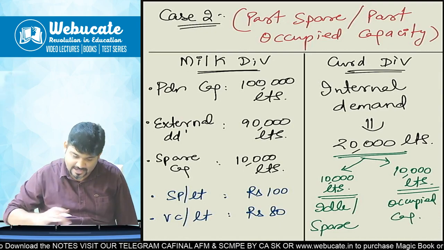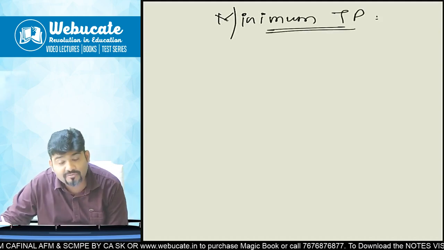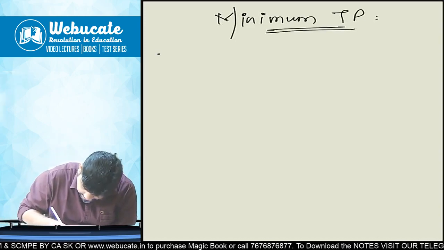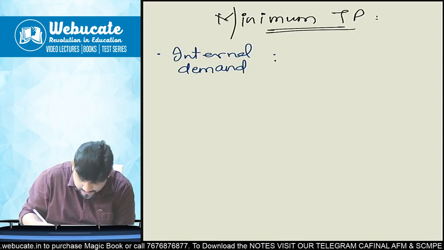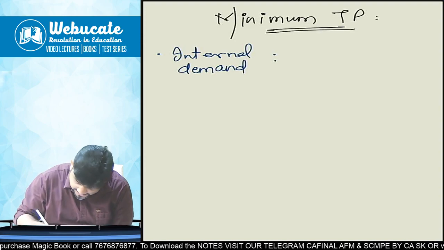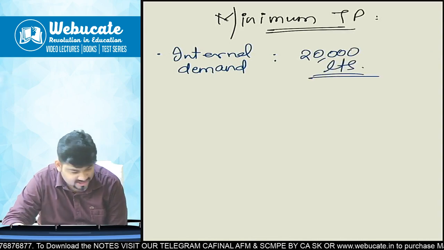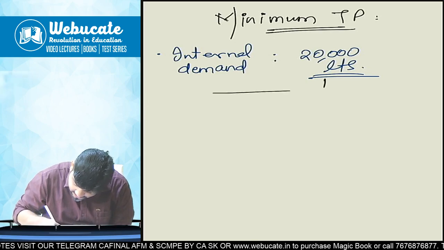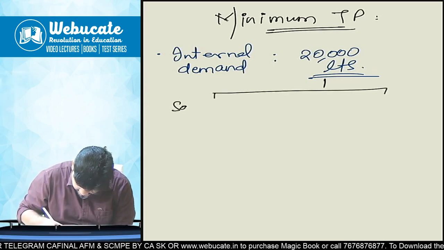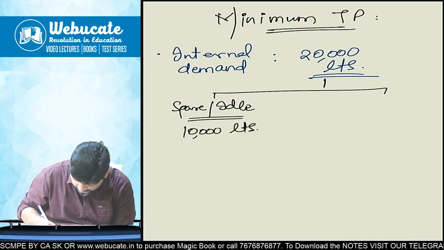Are you understanding, guys? Now, as usual, the first thing that we are going to do is calculation of the minimum transfer price. Chalo, let's start. Now here, what is my internal demand? Tell me. Can I say it is 20,000 liters? Yes, sir. Okay. How much spare capacity do I have out of the 20,000 liters? I have a spare or idle capacity of 10,000 liters.